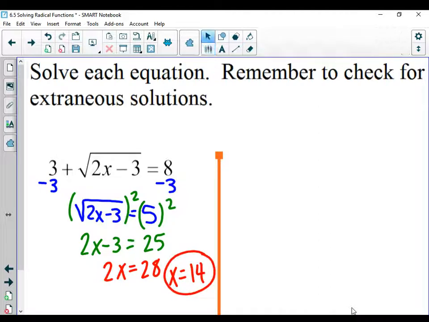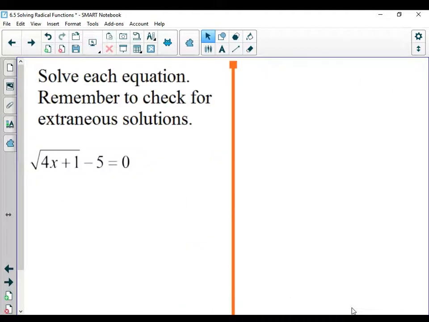Now, whether it's in your head or on your calculator, we can check this. 14 times 2 gives me 28. 28 minus 3 gives me 25. Square root of 25 gets me 5. 5 plus 3 gets me 8. So I'm good. Okay? So no better feeling than saying, hey, what's my answer? Did I get that right? You can actually plug it in and you know for sure you got it right. Okay? This is why I love math. All right? Try that one.